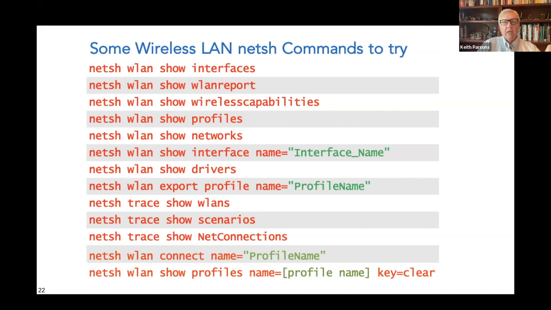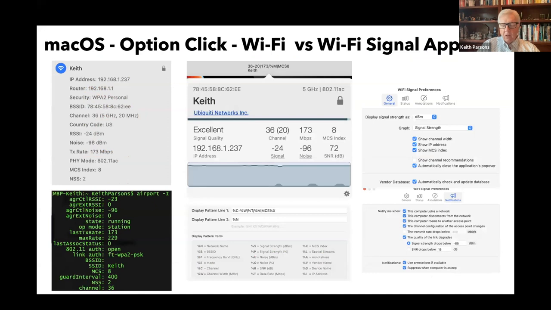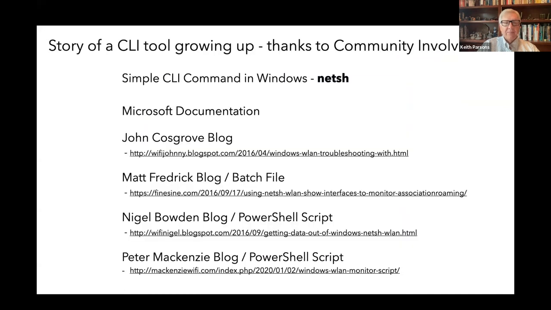I like this story. It has to do with our community. Oh, sorry. I'm going to go to the story and then I'll come back. There was a guy named John Cosgrove. He's on the top here. And he read the Microsoft documentation for netsh. And then he figured out I could put that in a loop and then walk around, and it's going to show me the current status of my connection. And then every couple of seconds, it comes back and shows on the screen, and I can use it as a poor man's way to survey.